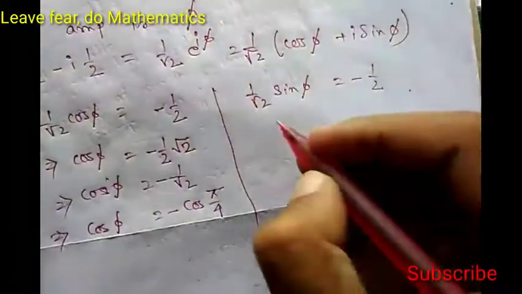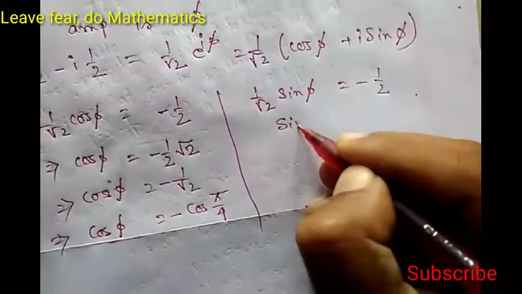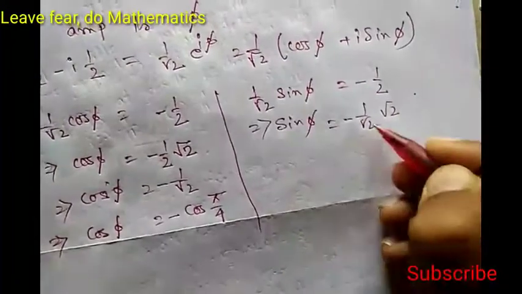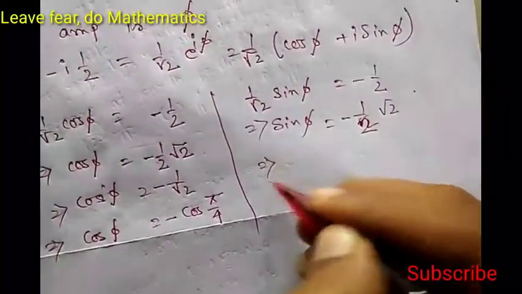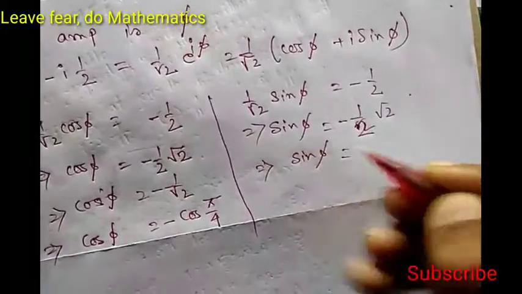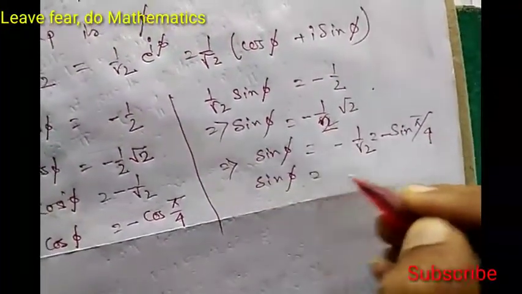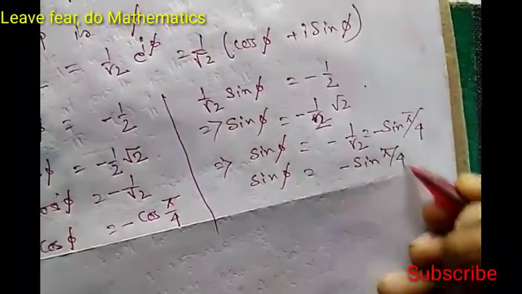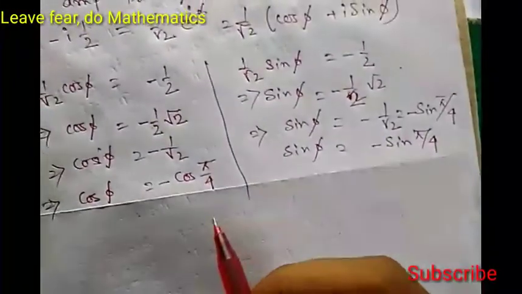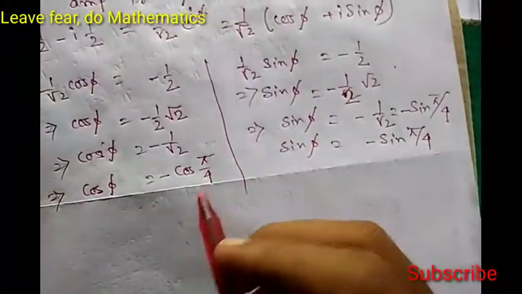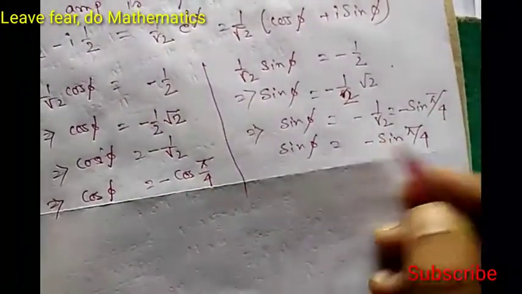Similarly, if we do this, we will get sin phi equals minus 1 over 2 times root 2, that means sin phi equals minus 1 over root 2. That means minus sin pi by 4. So sin phi also equals minus sin pi by 4. Look, here is minus cos pi by 4, and here is minus sin pi by 4.